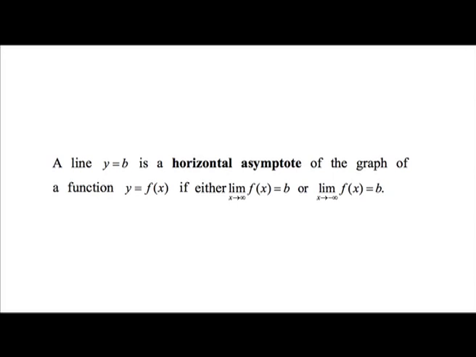Horizontal asymptotes. A line y equal to b is a horizontal asymptote of the graph of a function y equal to f of x if either limit x goes to infinity f of x is b, or limit x goes to minus infinity f of x is equal to b.